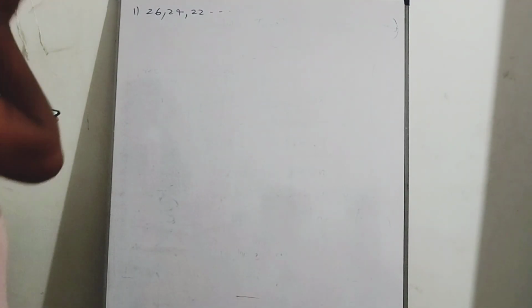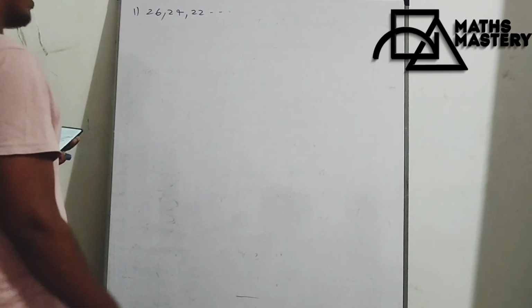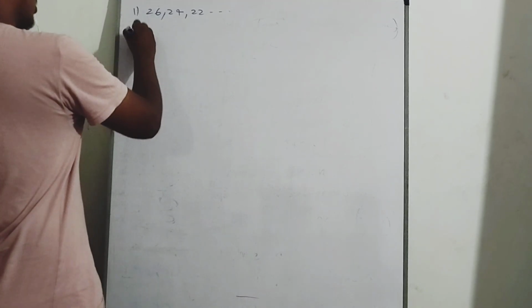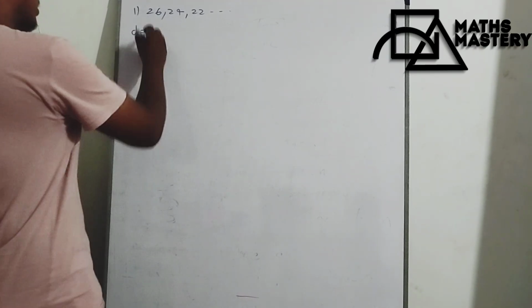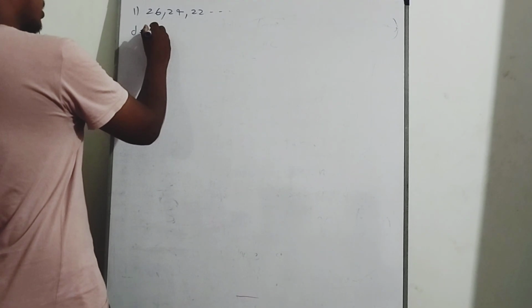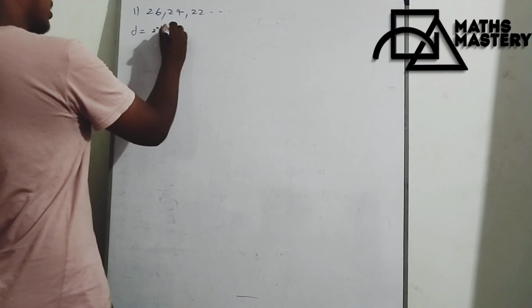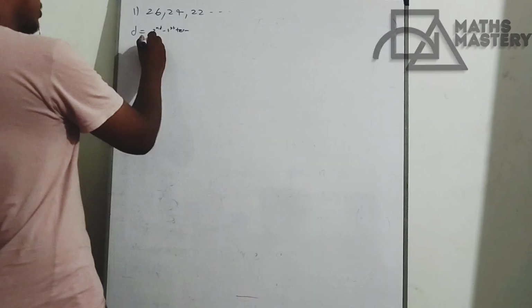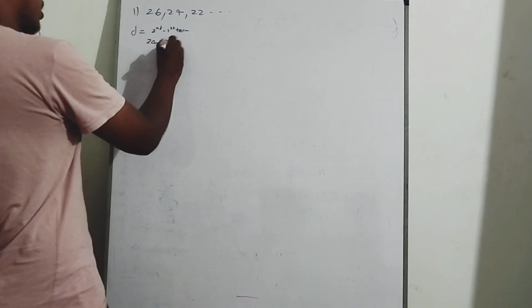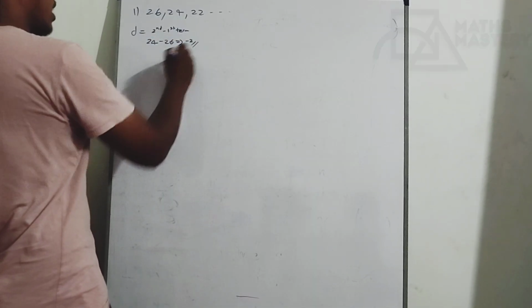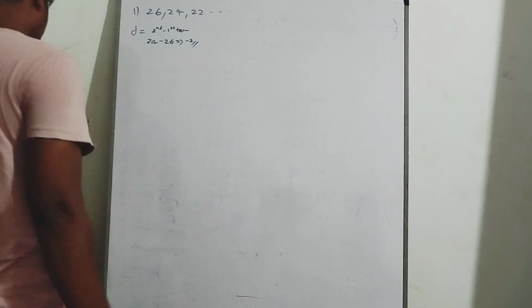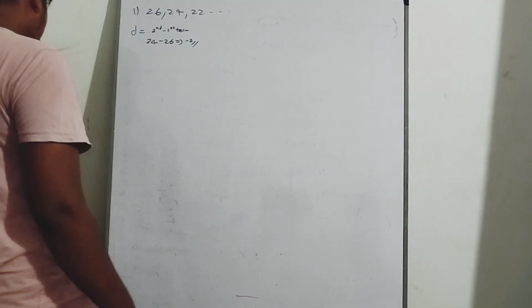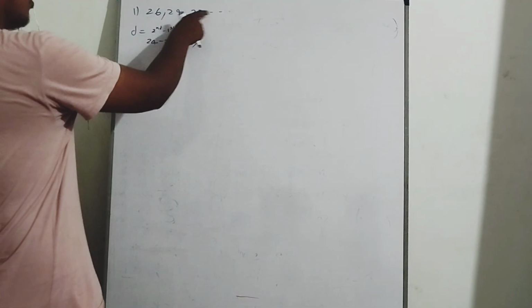So first of all, this is a number pattern question. First, what you are going to do, find the common difference. To find the common difference, subtract the first term from the second term. When you subtract 26 from 24, you'll get the answer -2. Make sure it's -2.